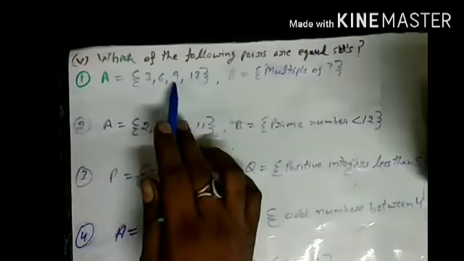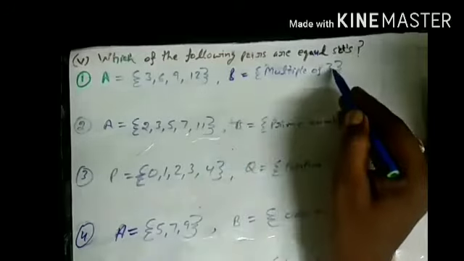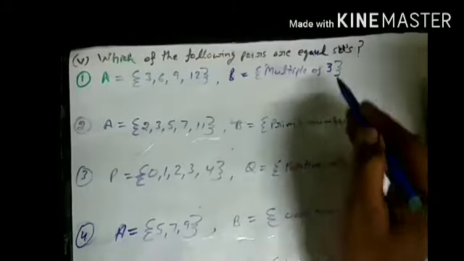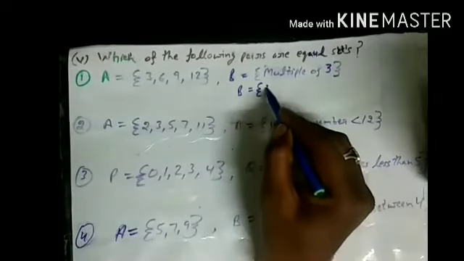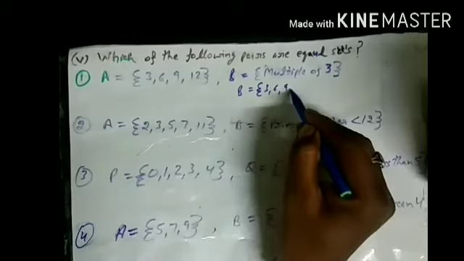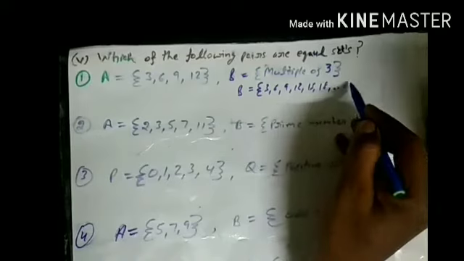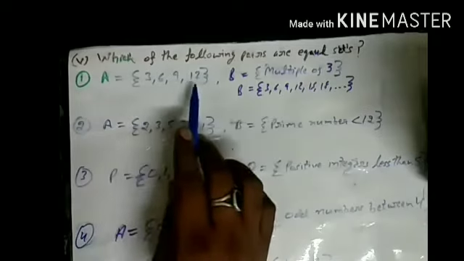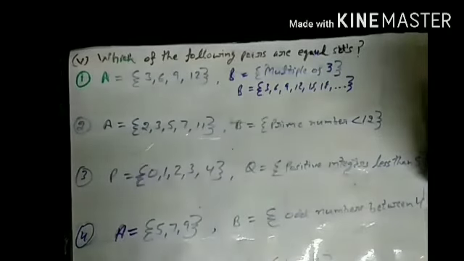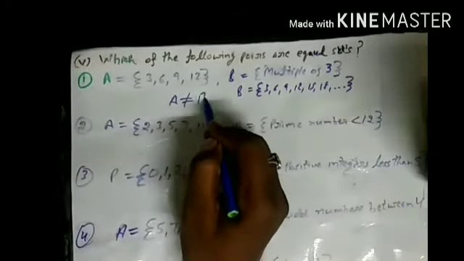Set A is 3, 6, 9, 12 and set B is multiples of 3. The multiples of 3 means set B will be 3, 6, 9, 12, 15, 18 and so on. They are unlimited. But here you see set A has only 4 elements and set B has unlimited elements. So they can't be equal. So I will write set A is not equal to set B.